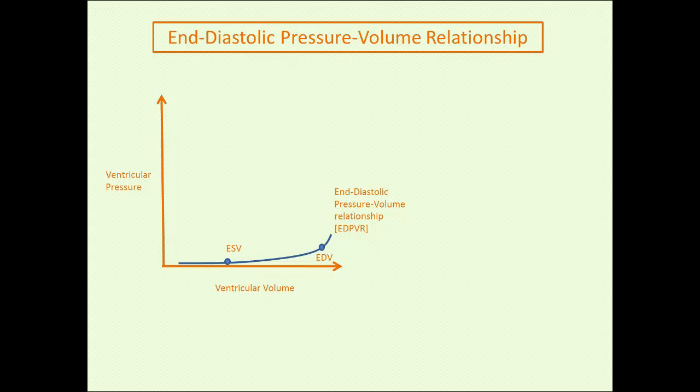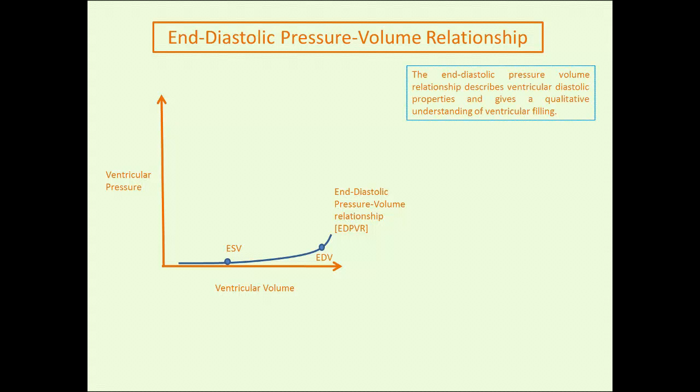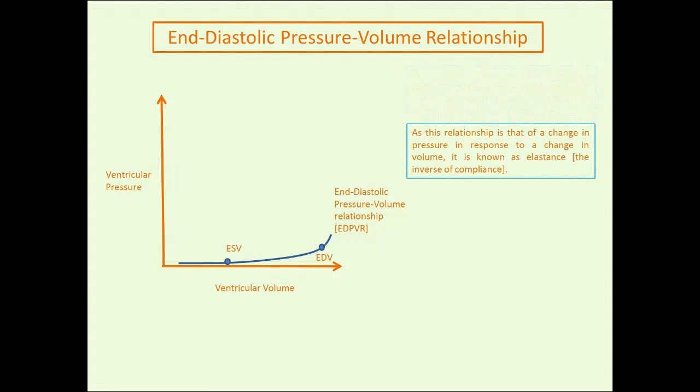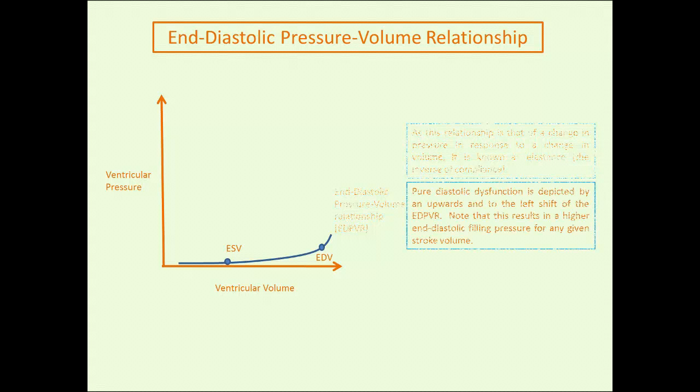So just a quick review from Chapter 2. This is the end diastolic pressure-volume relationship. Okay. It's the change in pressure in response to the change in volume. This is the elastance. So if you look at this patient, this is diastolic dysfunction, so there's a shift up and to the left of the end diastolic pressure-volume relationship.